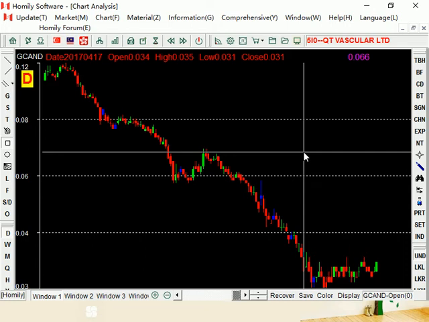So here cannot buy again. Here cannot buy. Buy or not? Still cannot. Here can buy or not? Yes, have chance. But where is the stop loss point? Fall below the low price of the blue signal. Okay. Then we can see next one.